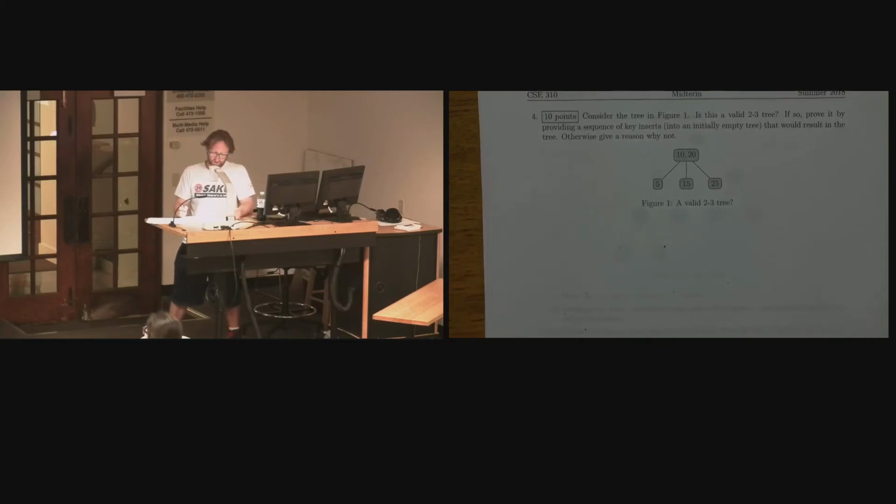That looks familiar. I just reused the tree. Consider the tree in figure 1. Is it a valid 2-3 tree? If so, prove it by providing a sequence of inserts into an initially empty tree that would result in the tree. Right? So, what could we do?